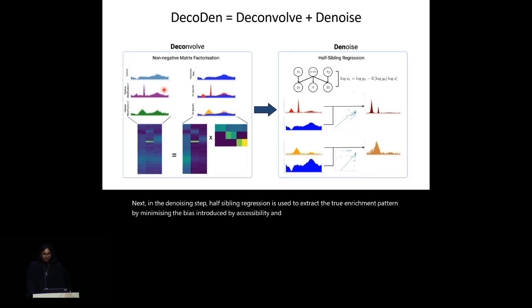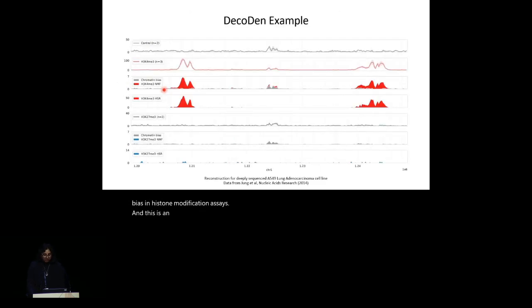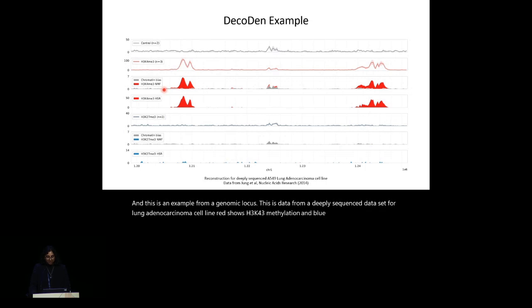Here are the results before and after Decoden. As you can see, the diagonal that we saw earlier in measurement data is completely gone. So we can say that Decoden minimizes the chromatin bias in histone modification assays. And this is an example from a genomic locus. This is data from a deeply sequenced data set for lung adenocarcinoma cell line. Red shows H3K4 3-methylation, and blue shows H3K27 3-methylation. The true peaks on either end for H3K4 3-methylation are preserved, while the sequencing bias in the middle is removed.